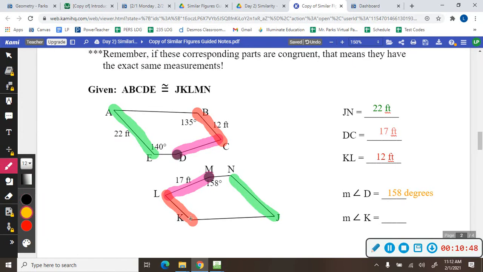Is right here. K is the second one, so it should be congruent to the second one here. K is congruent to B. So if B is 135, so is K. K is also 135 degrees.